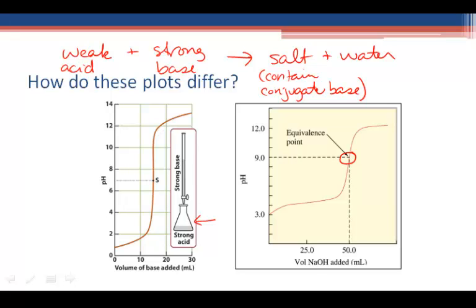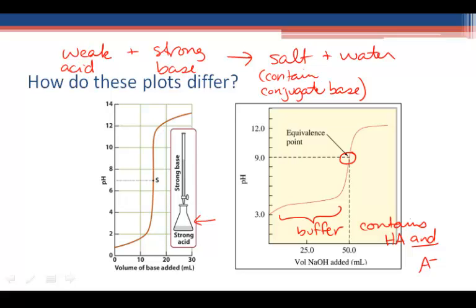So as we start adding strong base and we start neutralizing some of our original weak acid, notice now we have a buffer system. We have something right here that contains both the HA, the acid, and the conjugate base. Okay, so we set up that buffer system.